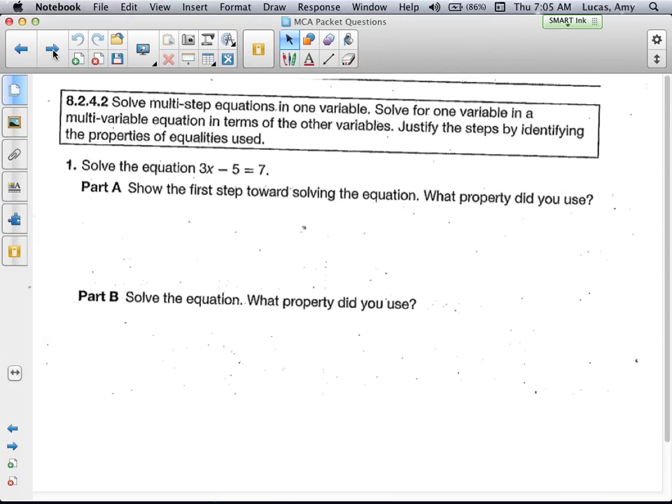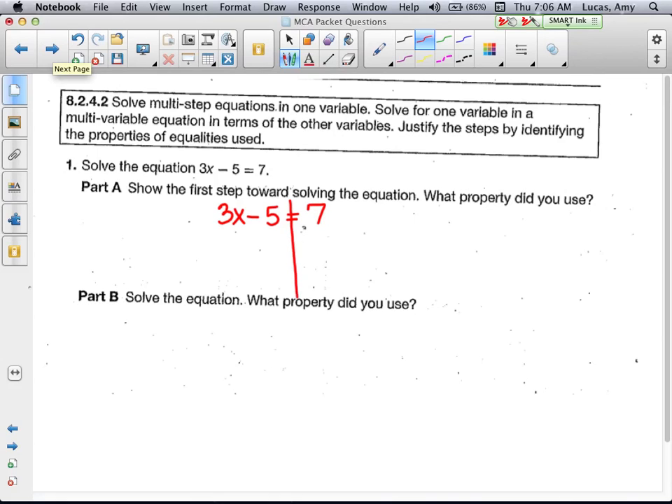Solve the equation 3x minus 5 equals 7. Part A. Show the first step towards solving the equation. What property did you use? This is a two-step equation. Our variable is being multiplied by 3, then 5 is subtracted from that, and it has to be equal to 7. So our first step should be adding 5 on both sides.